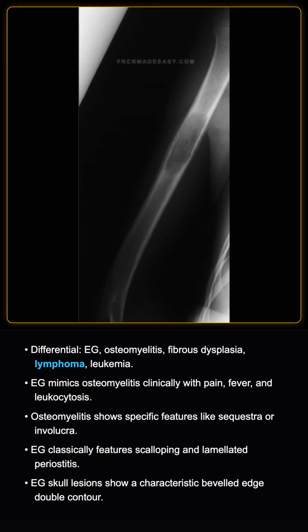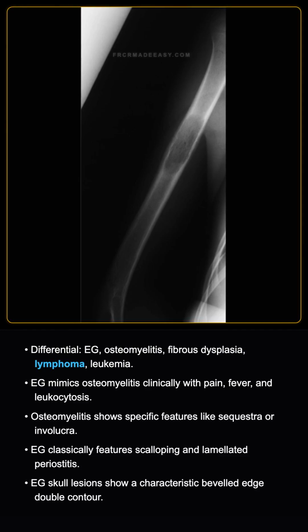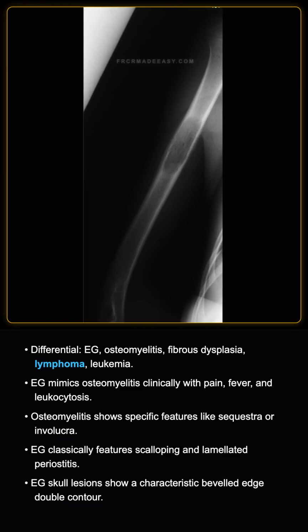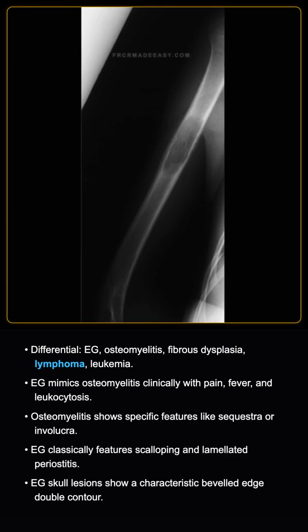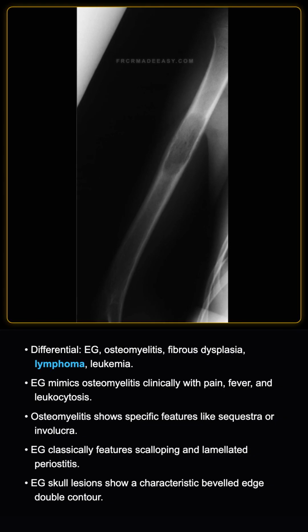The differential diagnosis includes eosinophilic granuloma, acute or subacute osteomyelitis, fibrous dysplasia, leukemia, and lymphoma. Differentiating eosinophilic granuloma from osteomyelitis can be challenging because both present with local bone pain, low-grade fever, leukocytosis, and elevated inflammatory markers. Radiographically, osteomyelitis may show a sequestrum, involucrum, or a cloaca, while an eosinophilic granuloma classically presents with lamellated periosteal reaction and progressive scalloping.